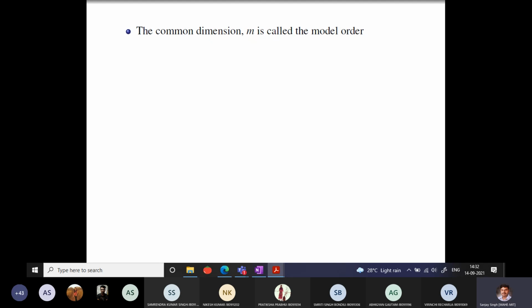Also, the common dimension M means the dimensionality of the input space, or the dimensionality of the parameter space, that is W, and it is called the model order. Suppose you have three parameters, we say that the order of the model is 3, or 4 accordingly.